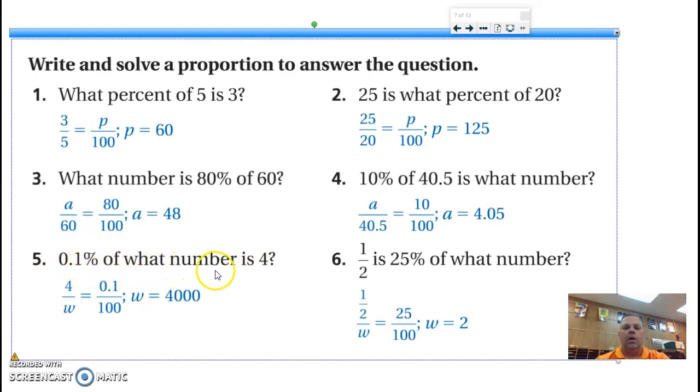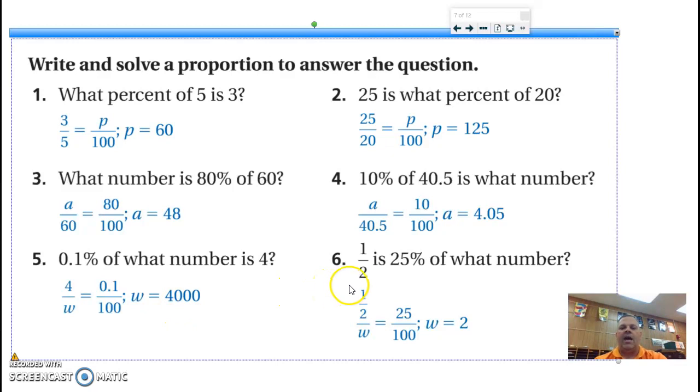0.1% of what number is 4? 4 is the part. What number is the whole is what I'm trying to find. 0.1% out of 100. I can then cross multiply and get 400 divided by 0.1. W, the whole, is 4,000.